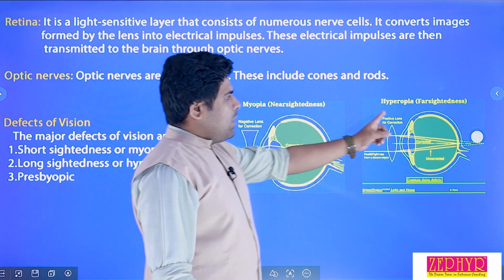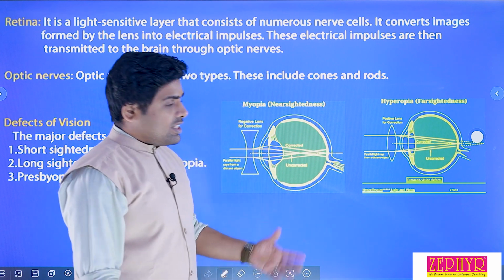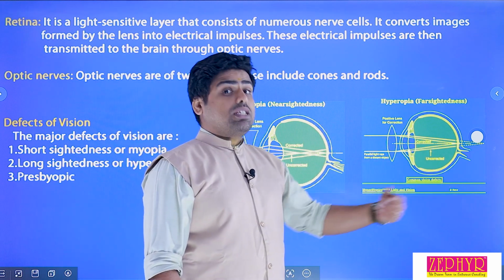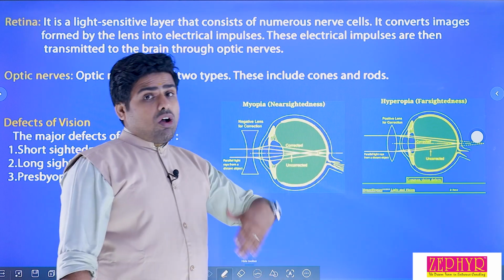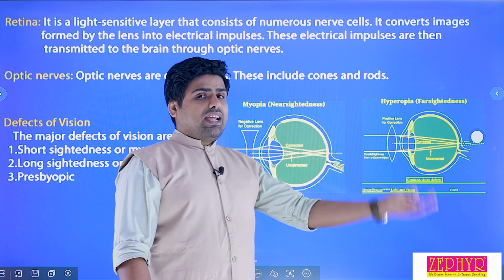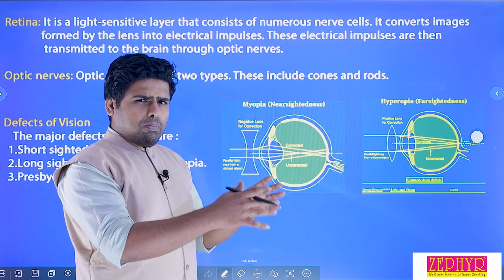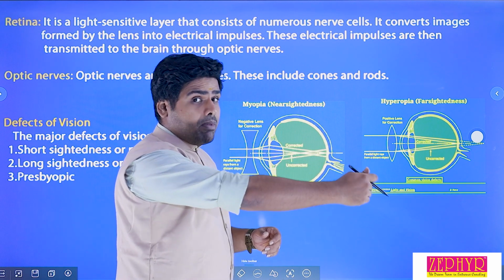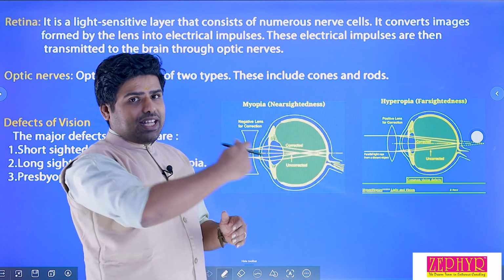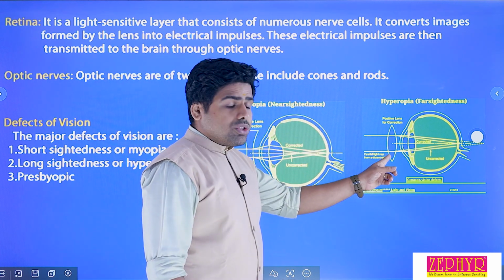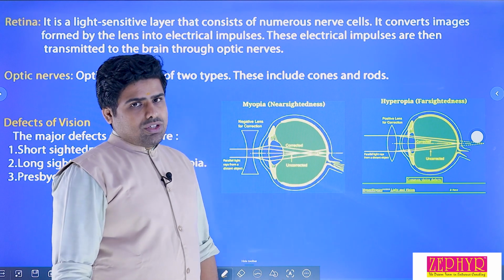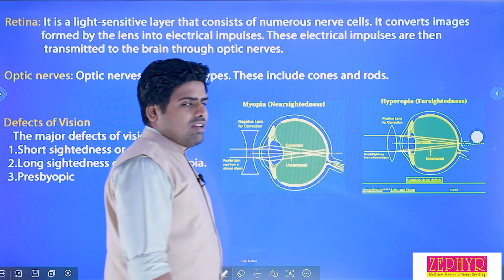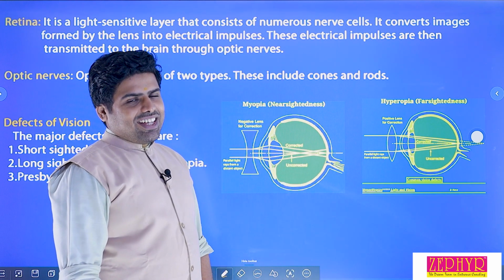Then hypermetropia, that is farsightedness. In this situation, the image is formed just behind the retina, not in front of the retina or on the retina. So to correct this problem, to adjust the position of the image from behind the retina to on the retina, we use a convex lens. So for the correction of the hypermetropic eye, we use a convex lens.